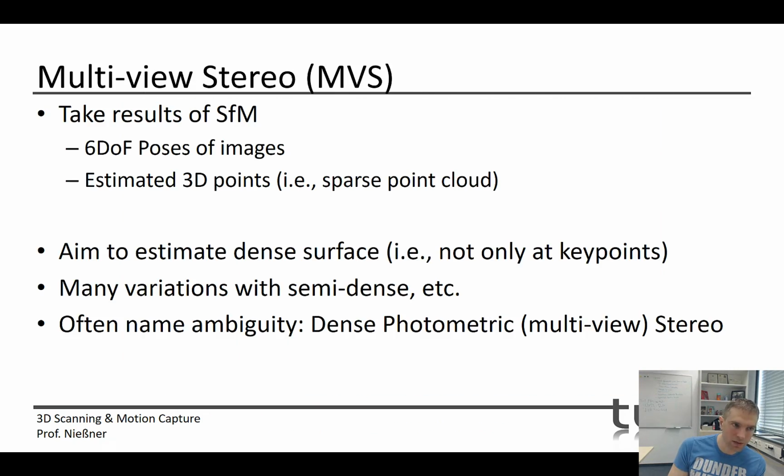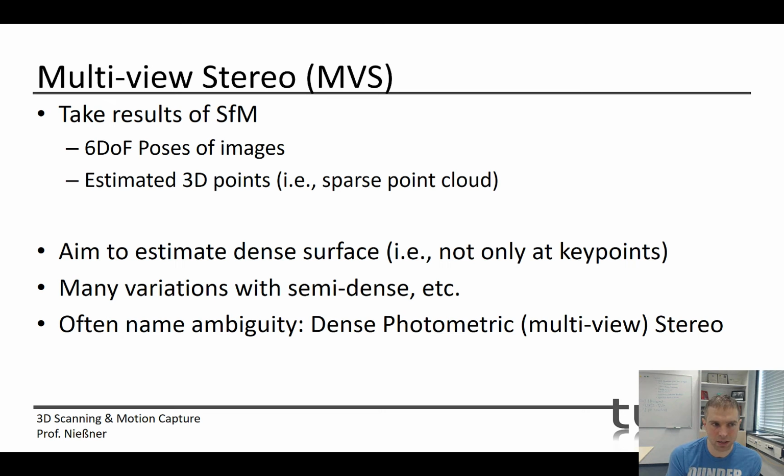But now I wanted to talk a little bit about multi-view stereo. And a lot of people actually confuse structure from motion with multi-view stereo. Structure from motion just estimates camera parameters and a very sparse set of key points in 3D. Sorry, it estimates the positions of the key points in 3D, but it doesn't give you any surface and it's not very dense.